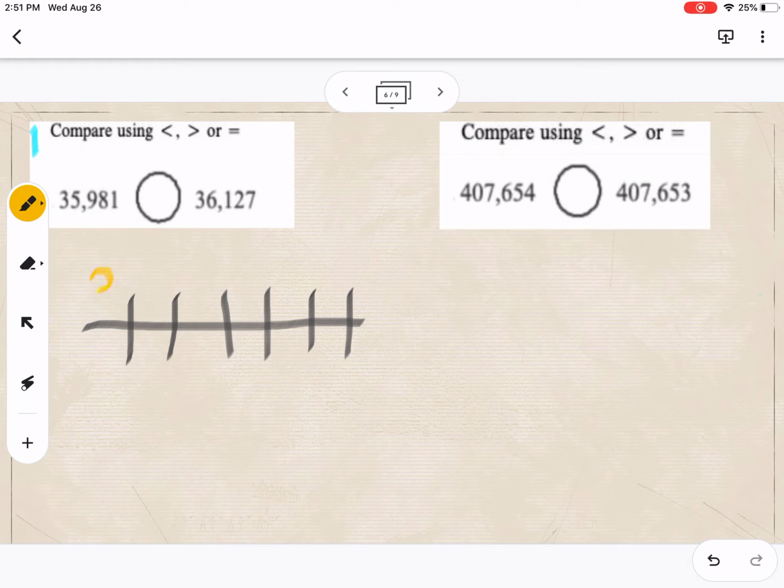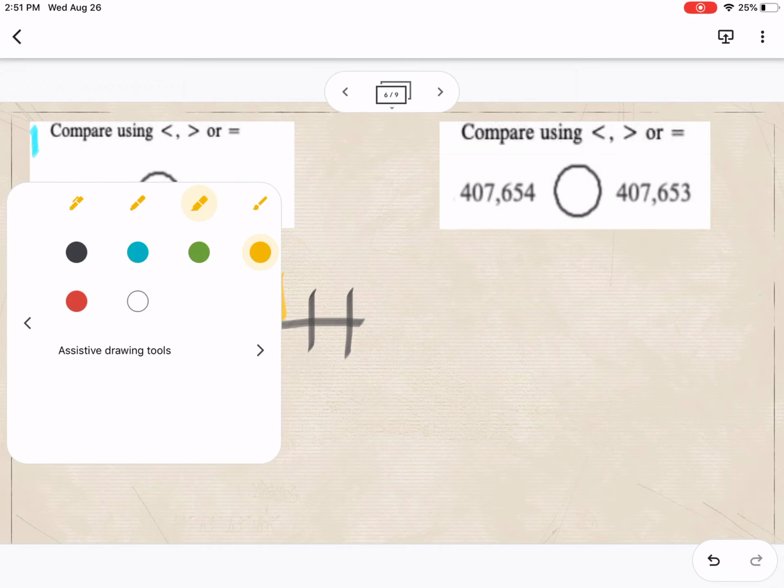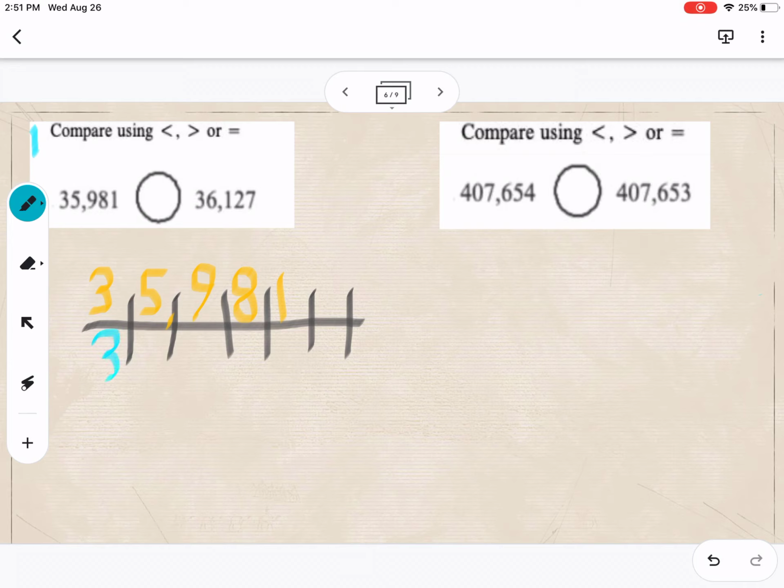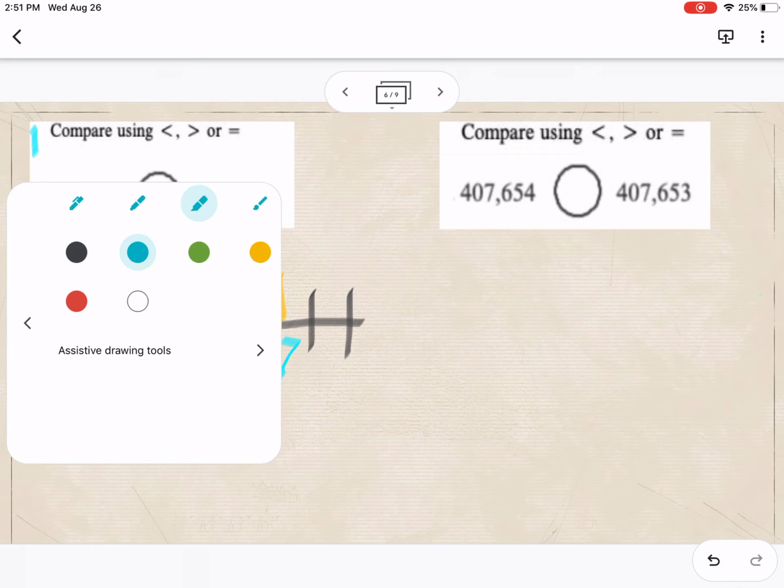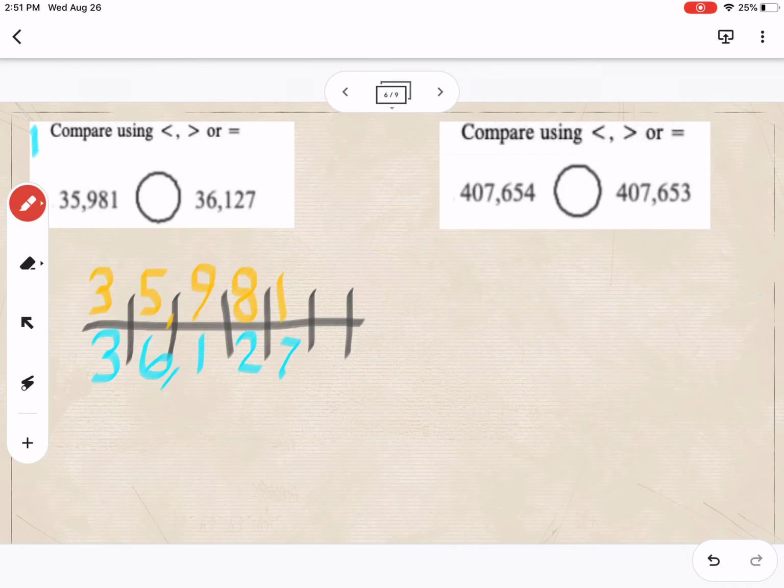First number is 35,981. Second number is 36,127. So now I have my numbers in my grid and I'm going to compare them. I'm going to start on the far left in the 10,000s place and see if they are the same or different. My 10,000 digits are both the same.